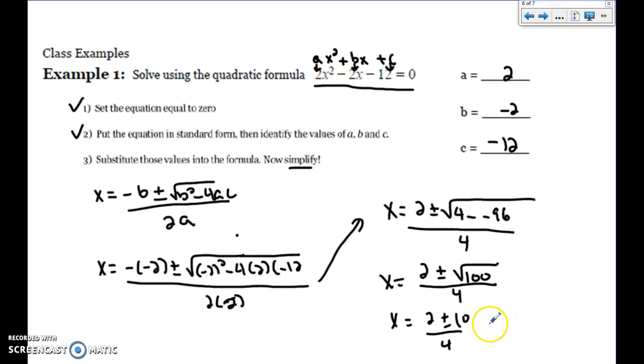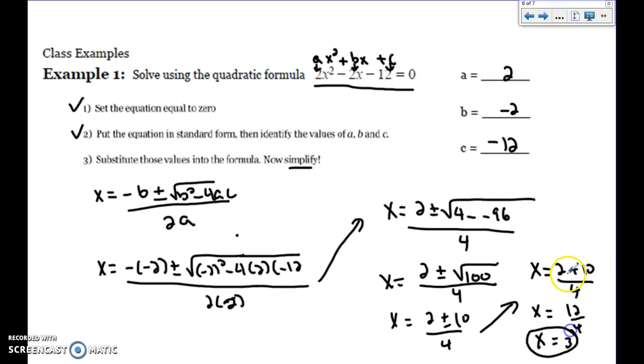And if you guys remember from solving by square roots, we can simplify that more. I can do x equals 2 plus 10 over 4. So that gets me x equals 12 over 4, which is 3. That's one solution. And then the other one would be 2 minus 10 over 4, which is negative 8 over 4. So x equals negative 2. So I have two solutions: x equals negative 2 and positive 3.